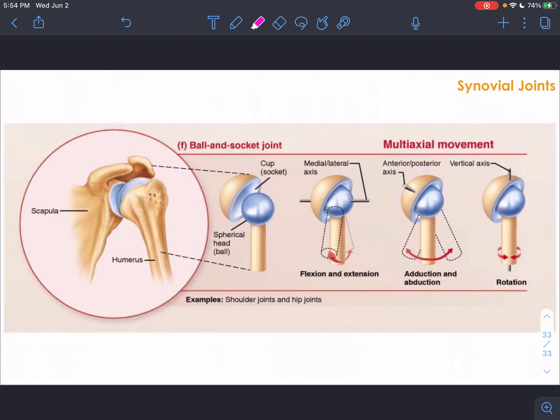And the last type of joint we have is our ball and socket joints, which are my favorite. They allow for multi-axial movement, so movement in all three planes: frontal, transverse, and sagittal. Ball and socket tells you you're going to have a spherical head and a socket or a cup that head fits into. So you have flexion and extension, adduction and abduction, as well as rotation. So all three planes. And this is going to be found in your shoulder and hip joints.